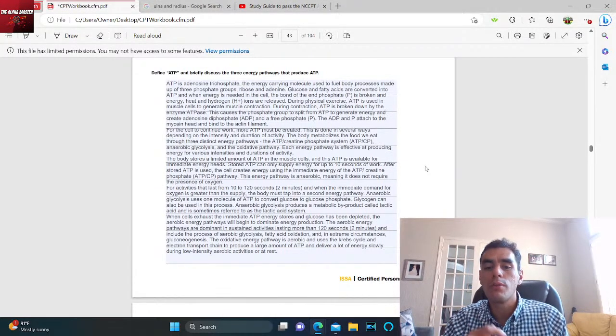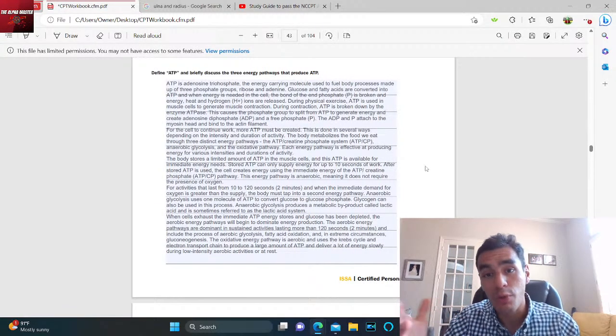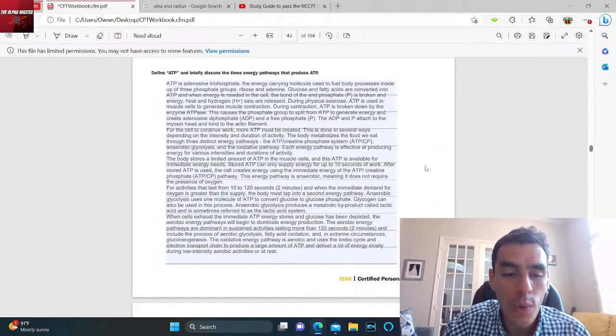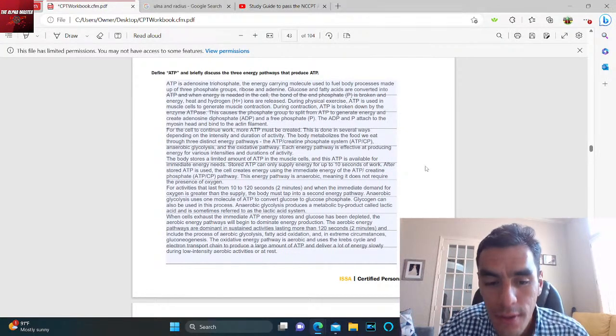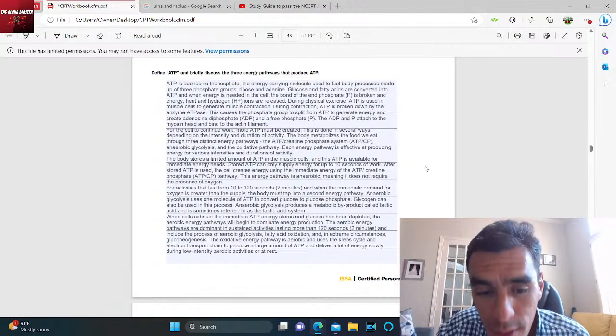The oxidative energy pathway is aerobic and uses the Krebs cycle and electron transport chain to produce a large amount of ATP, about 38 ATP, and deliver a lot of energy slowly during low intensity aerobic activities or at rest.